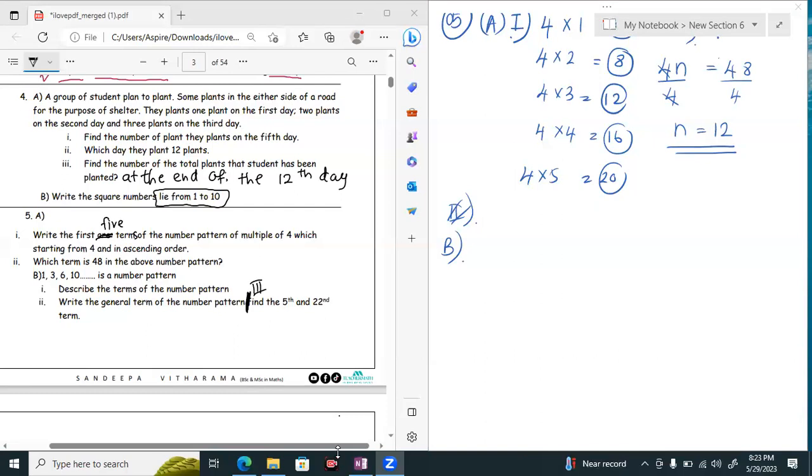To which number pattern does 1, 3, 6, 10 belong? It is... describe the terms of the number pattern. How do we describe them? They are triangular numbers, no? You have to just write they are triangular numbers.